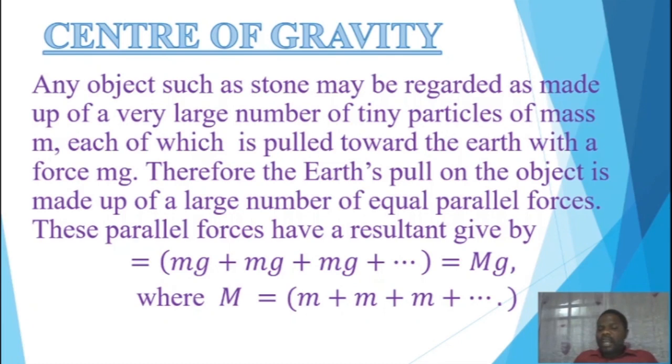Therefore, the earth's pull on the object is made up of a large number of equal parallel forces. Since all of them are pointing downward, they are all parallel. So these parallel forces have a resultant, the total sum: mg plus mg plus mg, and so on, till we have the number of particles that make up that mass. That will be equal to capital M g, where the capital letter M is equal to the summation of the masses of all the particles.